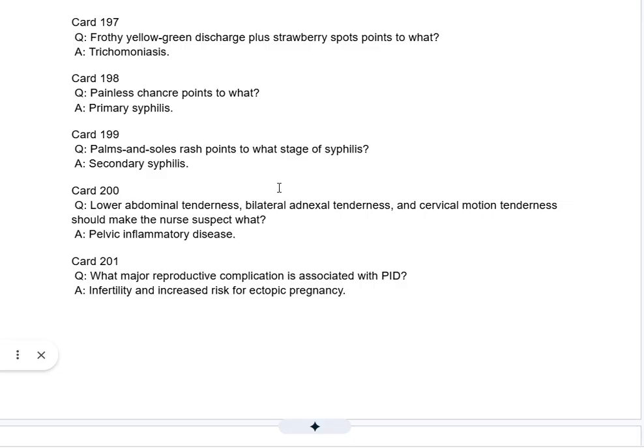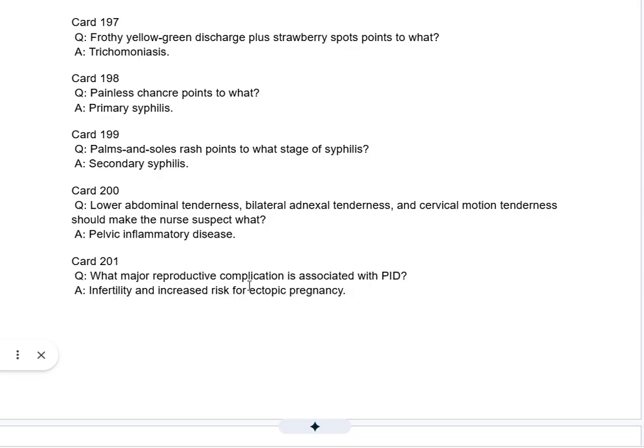Card 199Q. Palms and soles rash points to what stage of syphilis? A. Secondary syphilis. Card 200Q. Lower abdominal tenderness, bilateral adnexal tenderness, and cervical motion tenderness should make the nurse suspect what? A. Pelvic inflammatory disease.